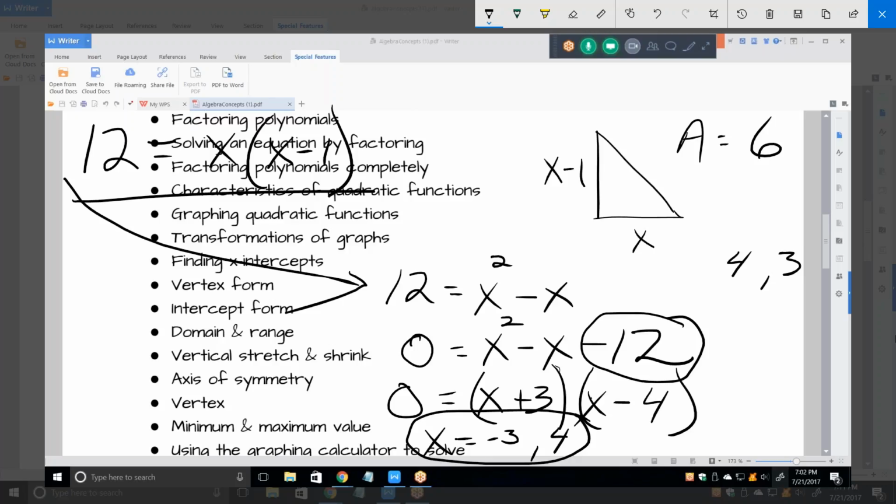But this is a geometry problem. When you have a triangle with dimensions, you can't have negative dimensions. There's no such thing. So one of these solutions is not valid, and it would be the negative 3, because there's no way this base can have a dimension of negative 3. When you're dealing with geometry, all dimensions are positive. There is no such thing as a negative dimension. Okay?